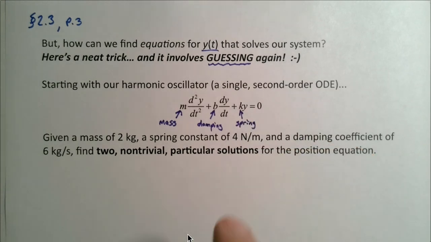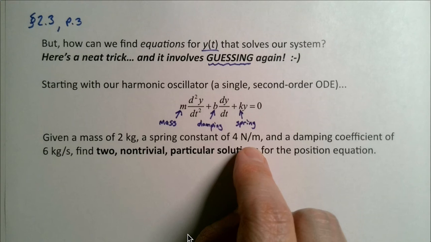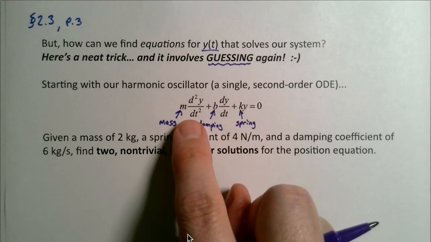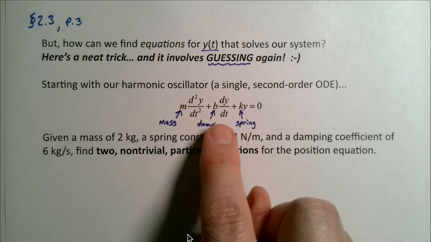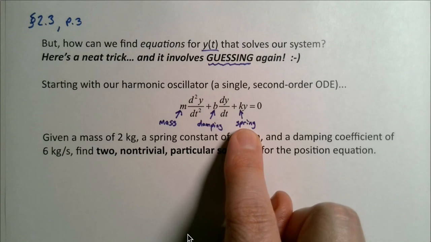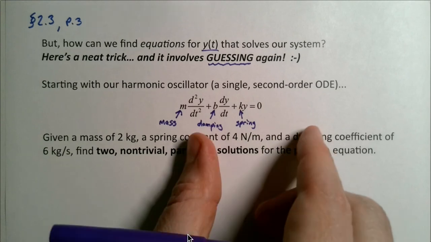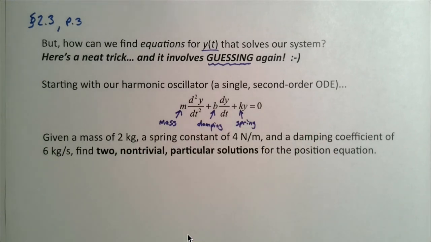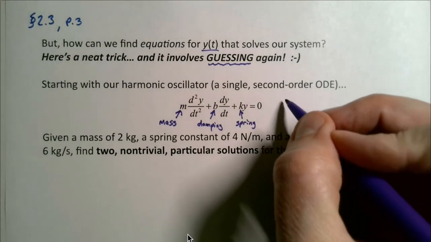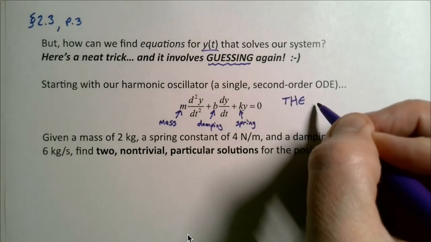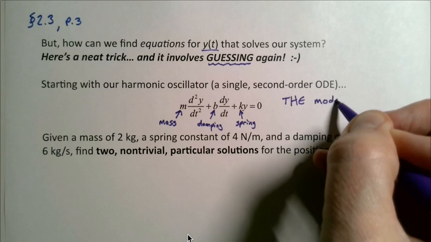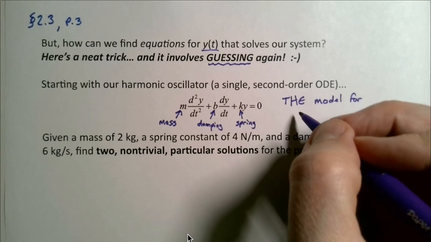And the standard harmonic oscillator with damping looks like this: m times d squared y dt squared, the second derivative of y, plus b times the first derivative of y, plus k times y. And that's kind of standard procedure. And notice it's all equal to 0. We basically moved all the terms to the left-hand side. So we're going to start off with this, and this is literally the model for damped harmonic motion.